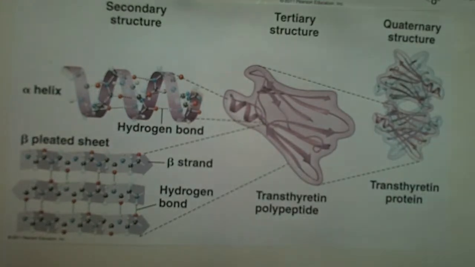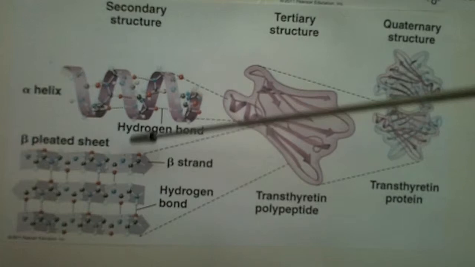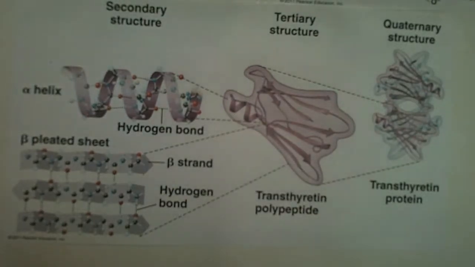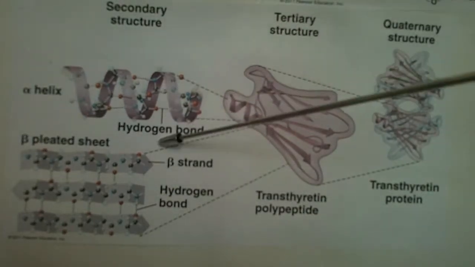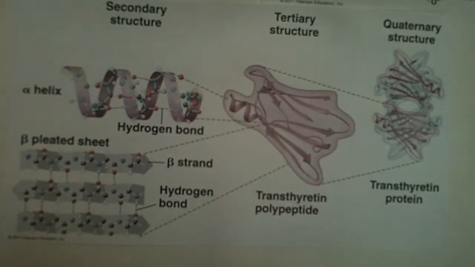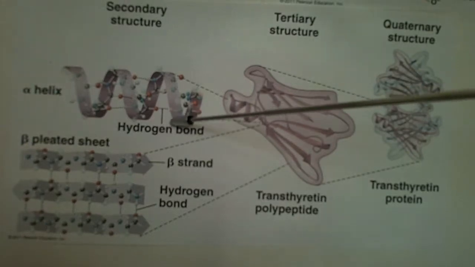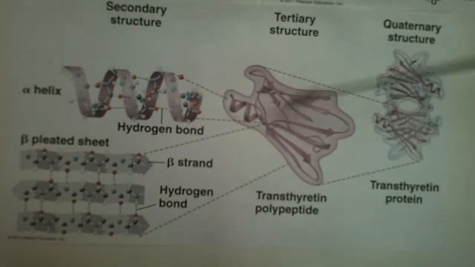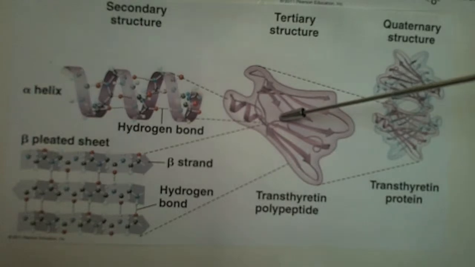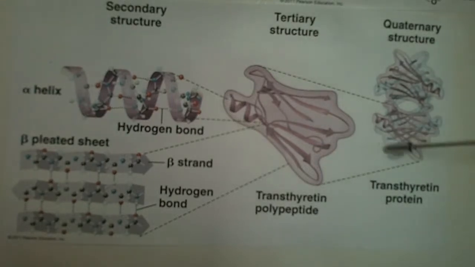Then the protein will fold into its secondary structure, which could be either an alpha helix or a beta pleated sheet. The secondary structure is formed by hydrogen bonds between the repeating constituents of the amino acids. For example, the red oxygen here bonds with the white hydrogen here. Then the protein will fold into its tertiary structure, which is formed by hydrogen bonds between the different R groups of the amino acids. Sometimes two proteins will join together to form a quaternary structure.